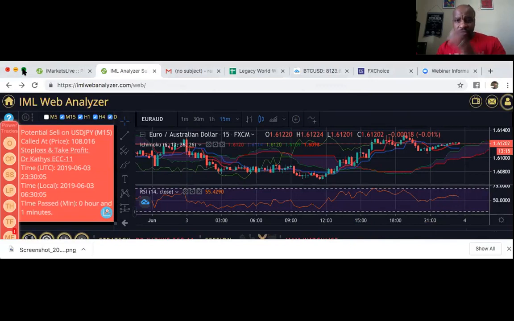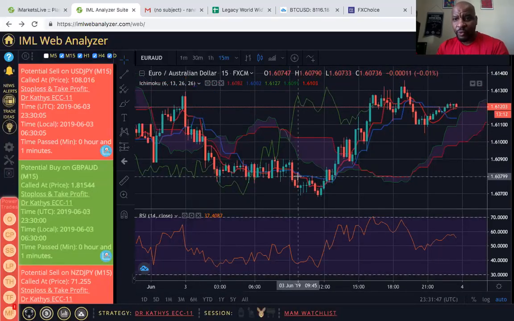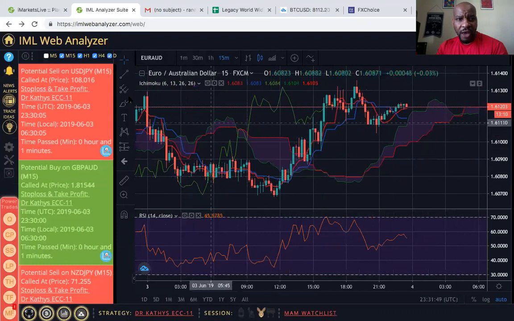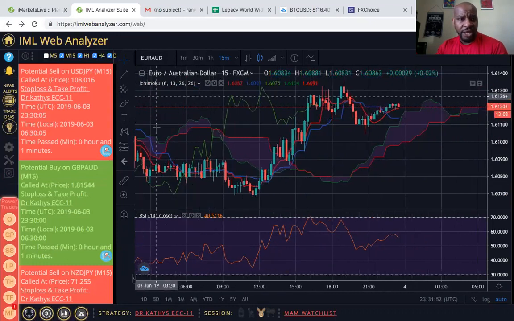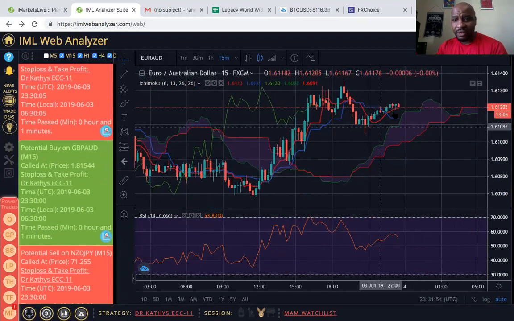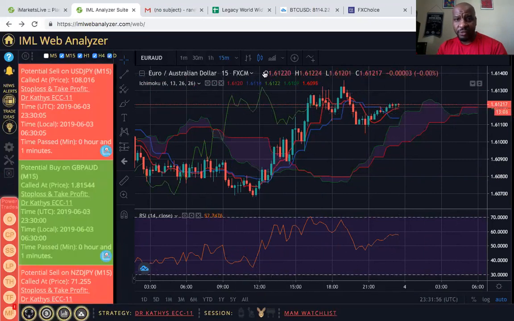Now let's look at the strategy, folks. I just went over the dynamics. So look, we have EUR AUD. Let's see if it called that, even though I'm looking at this as a nice setup. Let me see this real quick.